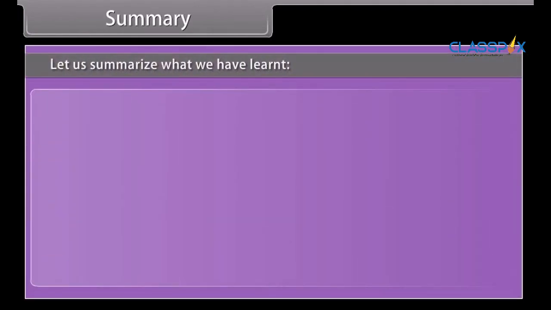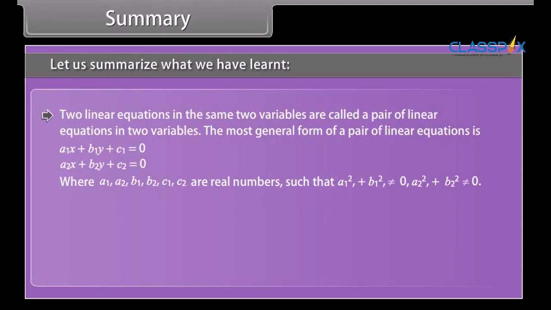Summary. Let us summarize what we have learned. Two linear equations in the same two variables are called a pair of linear equations in two variables. The most general form of a pair of linear equations is a1x + b1y + c1 = 0 and a2x + b2y + c2 = 0, where a1, a2, b1, b2, c1, c2 are real numbers such that a1² + b1² ≠ 0 and a2² + b2² ≠ 0.